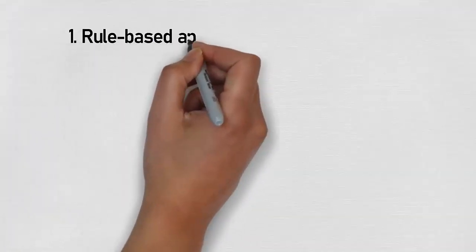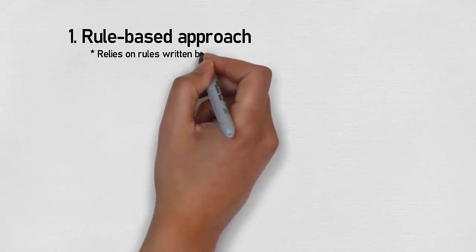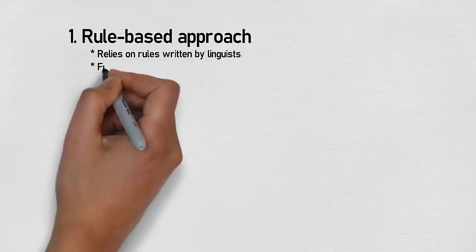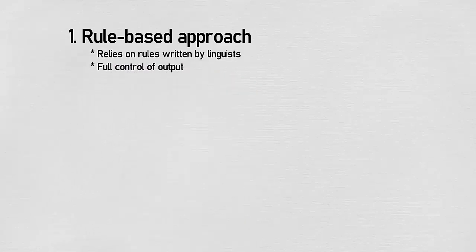There are 3 ways in which you can achieve natural language processing. These are rule-based and unsupervised machine learning, and a hybrid one or a compromise between these 2 approaches, which is semi-supervised machine learning. In a rule-based system, it relies on rules written by a linguist or a system analyst. In this case, you have full control over the system and full control over the input and the output.